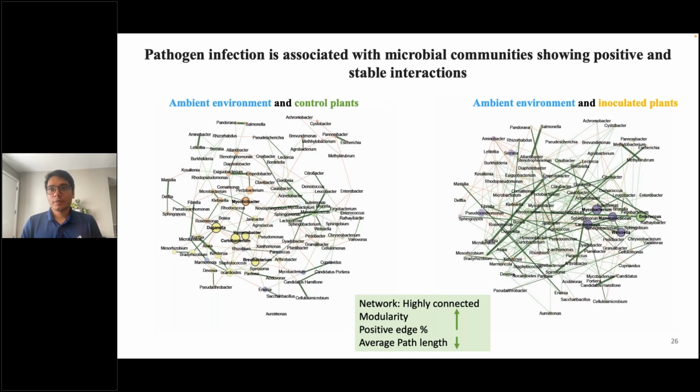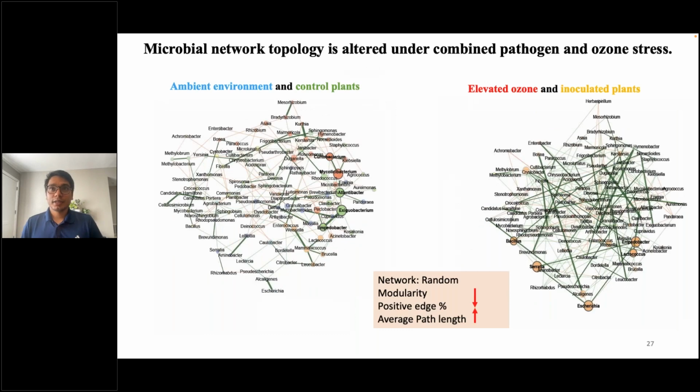So what happens when we have both of these together, when we have both the biotic and abiotic stress? In the presence of both the biotic and abiotic stress, we again saw a random network with lower modularity, lower positive edge percentage, and higher average path length. And there are distinct hub taxa present here as compared to the control plants. So it means that when there is the combined stress of both elevated ozone and inoculation, it again changes the microbial association, and the microbial network is random.